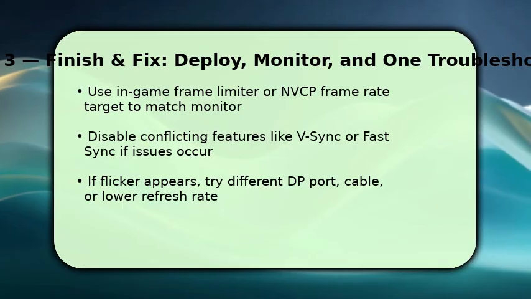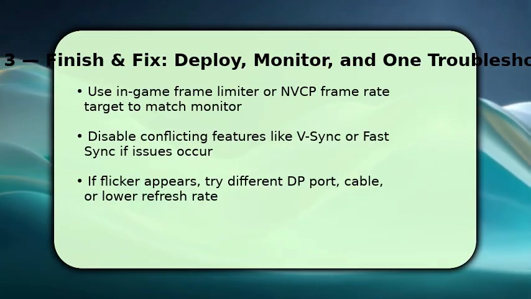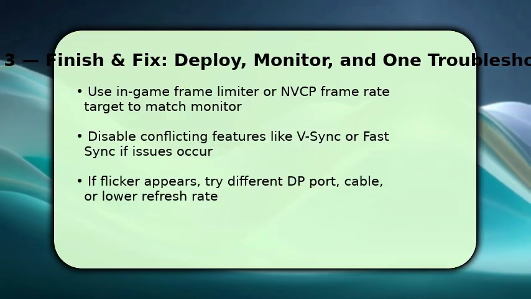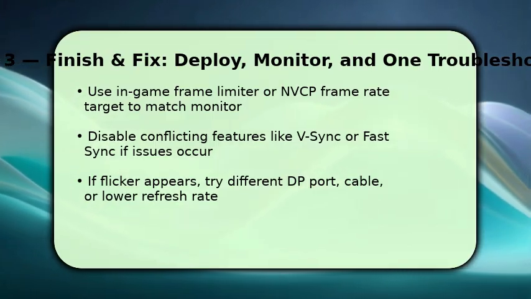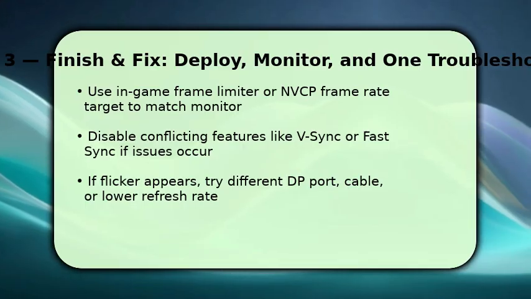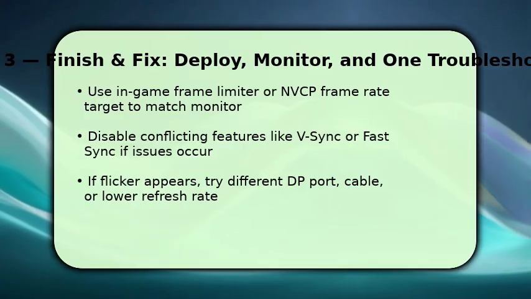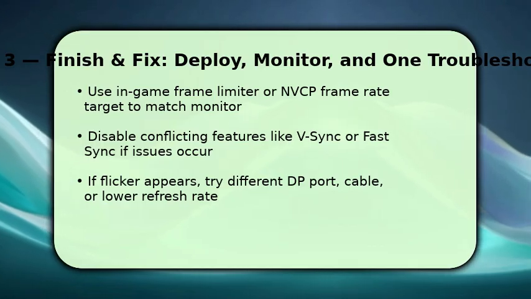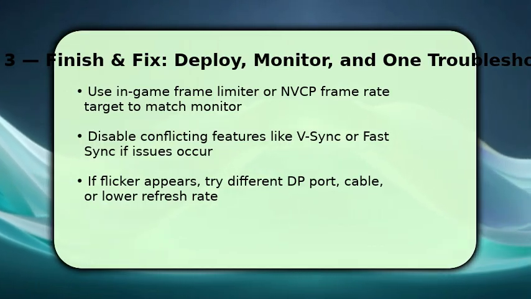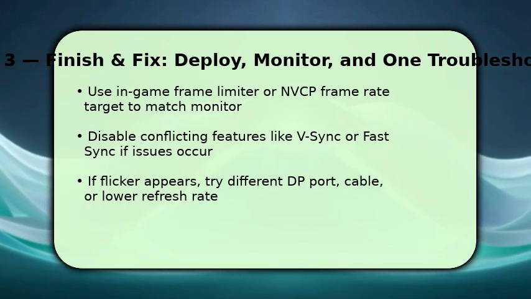Make sure VSync or Fast Sync are configured as recommended, generally off with G-Sync unless you need tear elimination at max rates. If problems persist, try swapping the DisplayPort cable, using a different DP port, or lowering the refresh rate. This single troubleshooting tip fixes most sync flicker or dropouts.